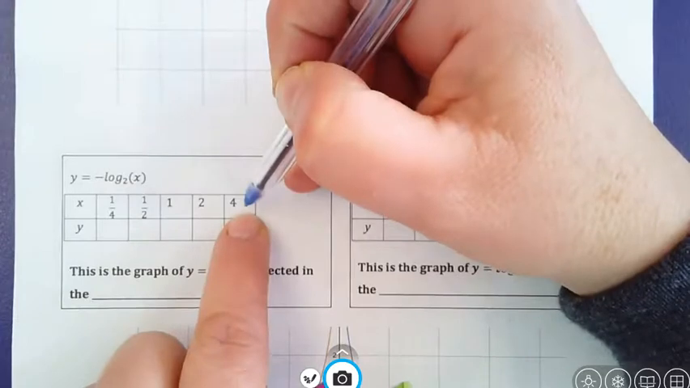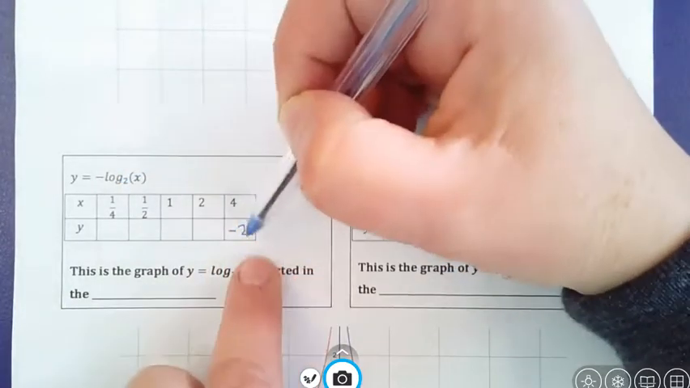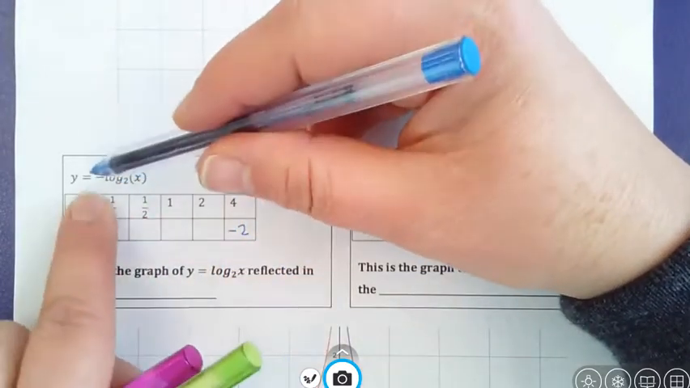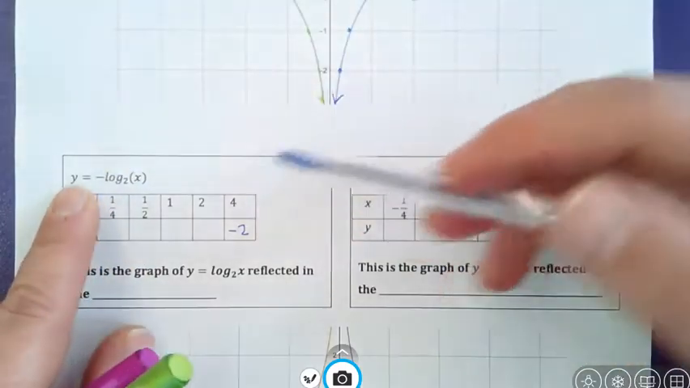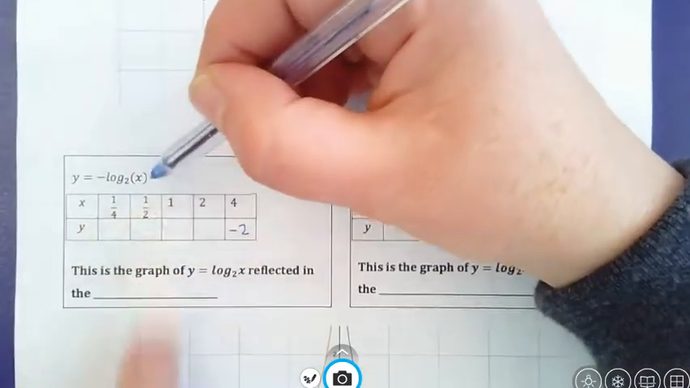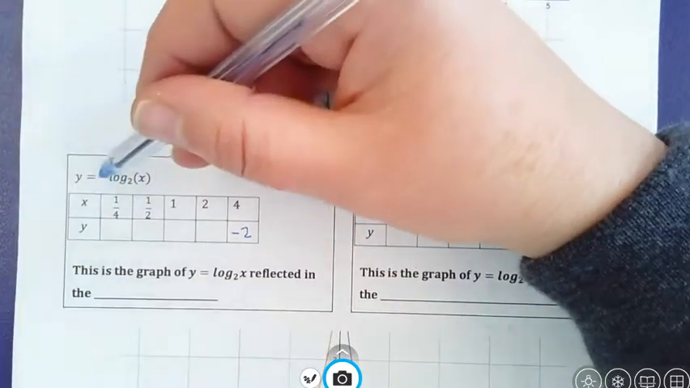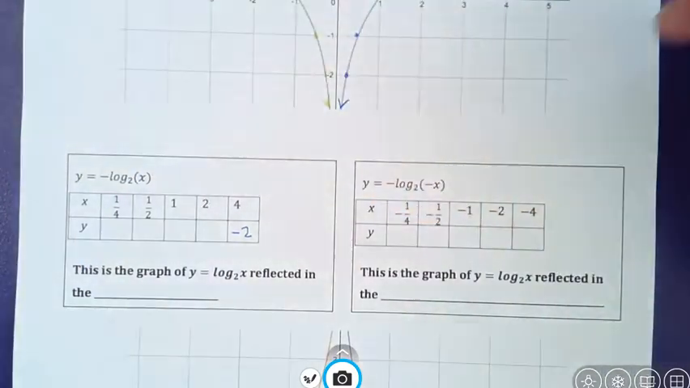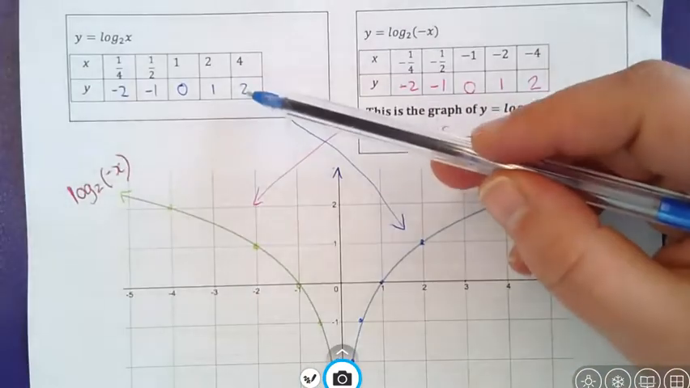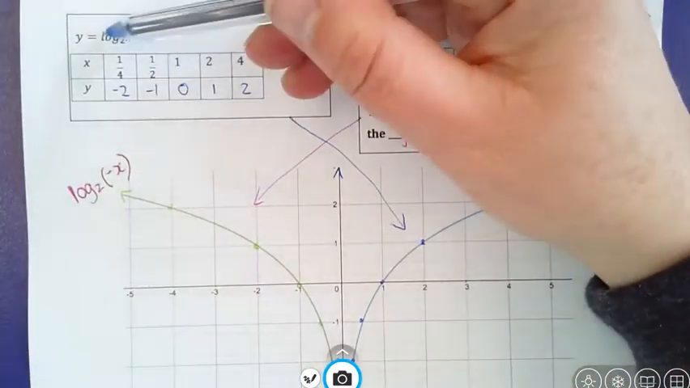so when x is 4, log to the base 2 of 4 is 2, but you've got to put a negative in front of it because it's the negative of that. So what's the y value? It would have been 2, but y equals the negative of that answer. All right? Or what you do, you look at all these values, and you just put negatives in front of them.